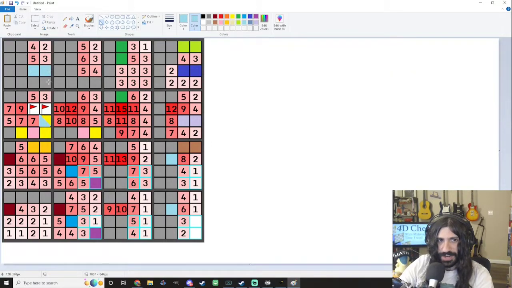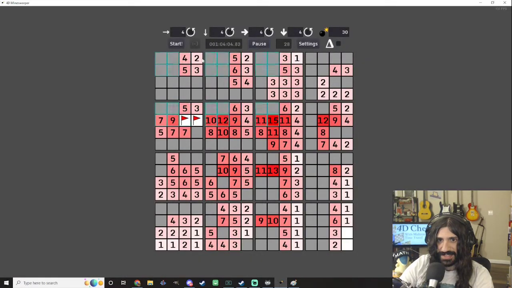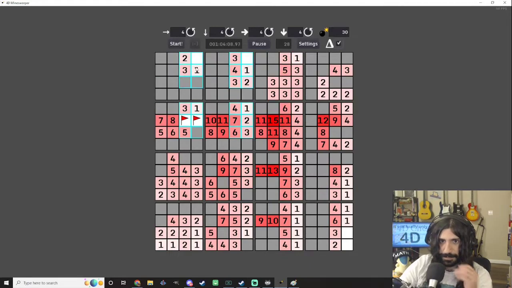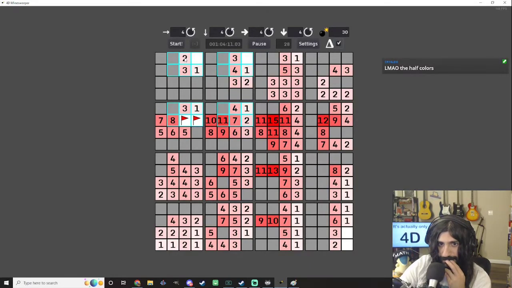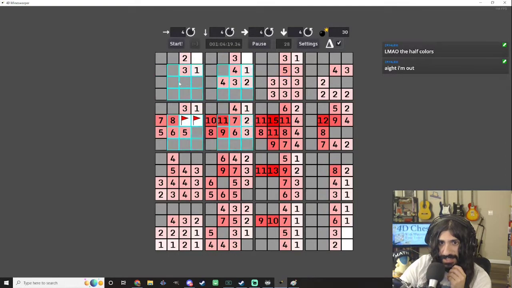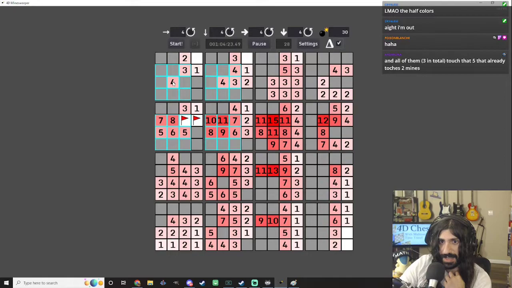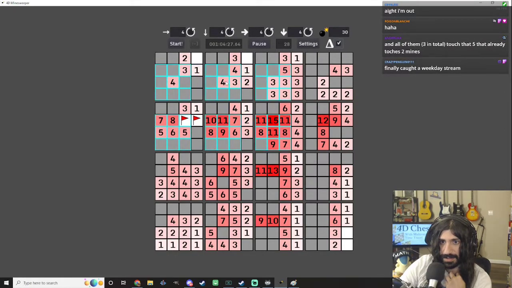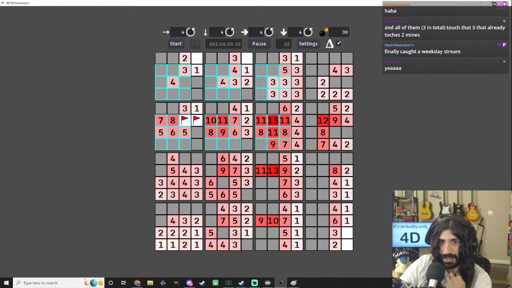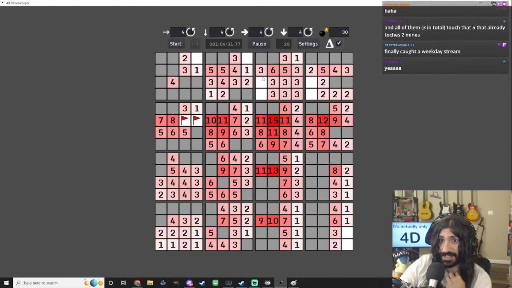Okay, one of these has a bomb in it, right? And we know that one of, okay, that tells us that this and this are not bombs. And that tells us that this.